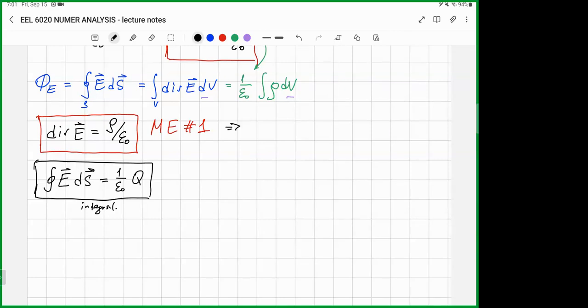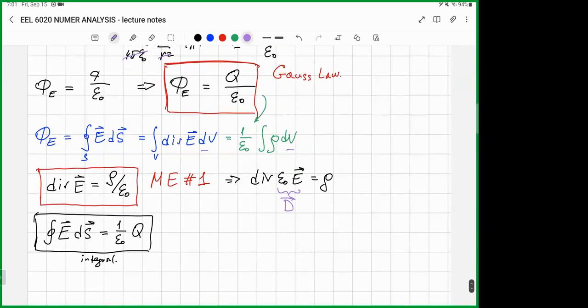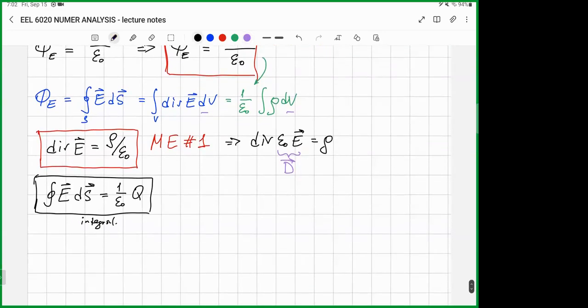Also from this equation, I see that if I multiply both parts by epsilon 0, I will get epsilon 0 divergence E. And since epsilon 0 is a constant, I can introduce this constant into the divergence and write divergence epsilon 0 E equal to rho, right? And epsilon 0 E is equal to the D field that we introduced in the beginning, right? So another way to write the same is divergence D equal to rho, which is the same, but for the vector D. Okay, so divergence of vector D is equal to rho.